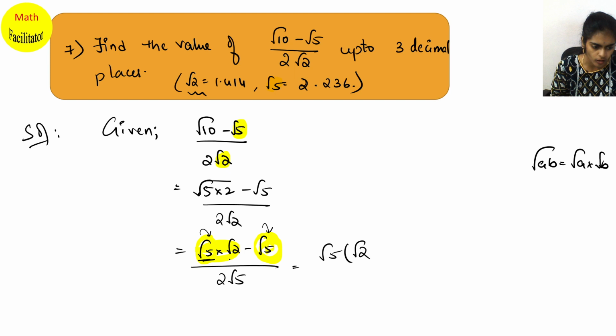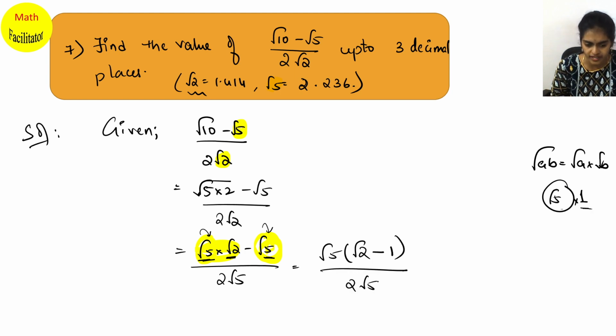If I take root 5 common, I'm left with root 2 in this term, and I have a minus in between, right? And here, if I take root 5 common, I'll have 1 here. So root 5 I can write as 1 into root 5. If I take this common, I'll have 1 here, so that 1 I am writing here divided by 2 root 5. So root 5 cancels completely.